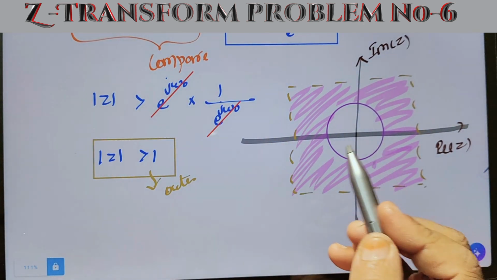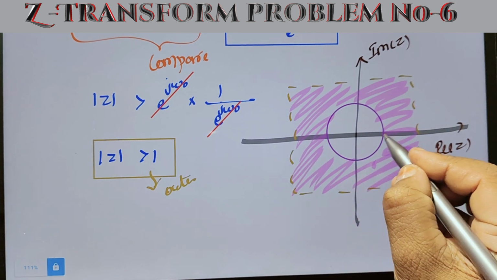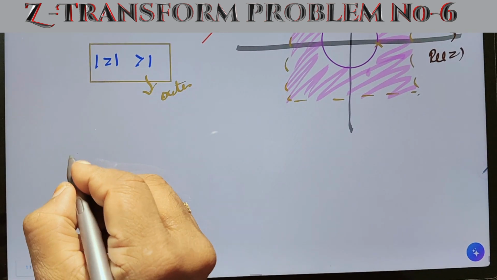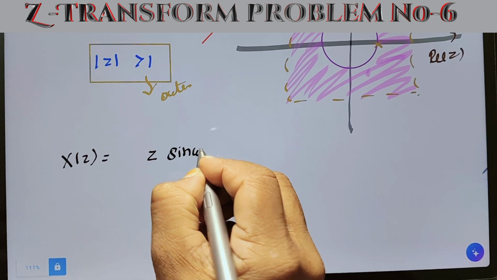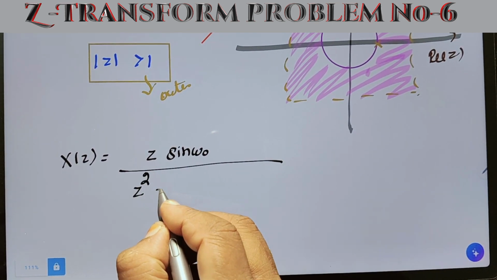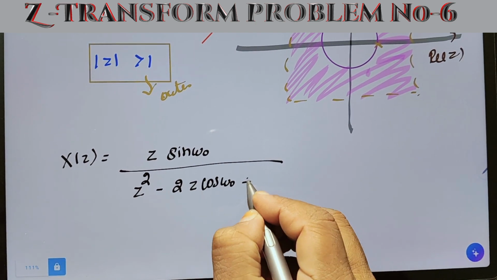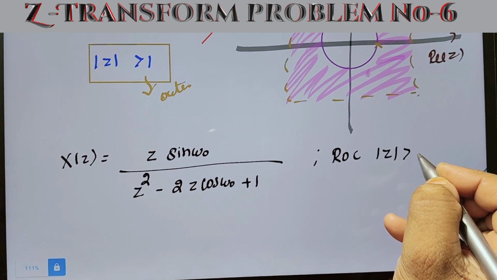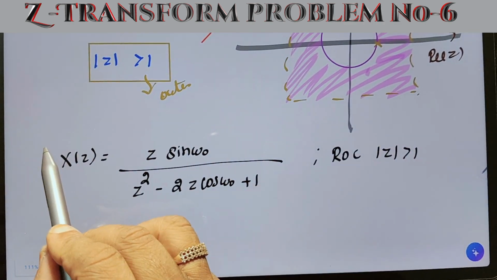Then write the poles. Here the pole value is 1. Write the final answer. X of z equal to z sine omega naught the whole divided by z square minus 2z cos omega naught plus 1, and ROC modulus of z greater than 1. This is the final answer.